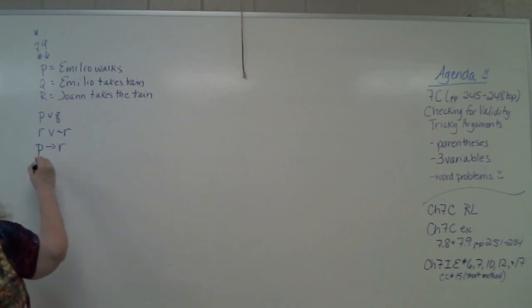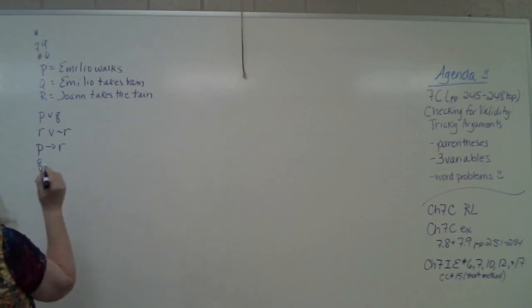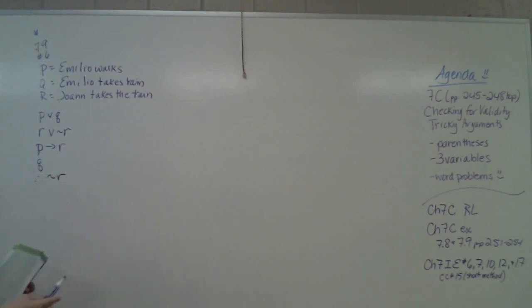Emilio takes the train is Q. So Joanne will not take the train, so not R. So there's our argument. Okay? Now, I'm going to set up my guide, and I'm going to set up the rest of the argument. Pause me and go do the same, and then come back.